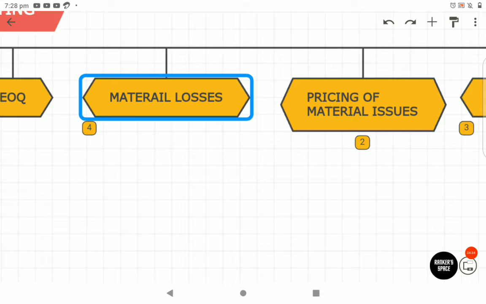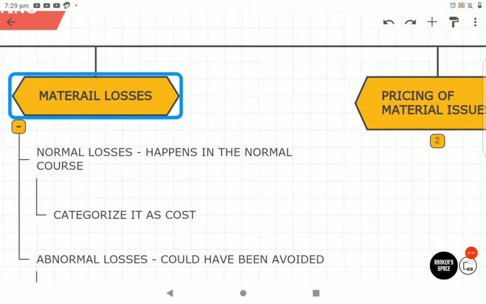So 100% input means 100% output, and that cannot be achieved in reality. There will be some wastages here and there. That is also covered in material costing. So we'll see what the concepts are.